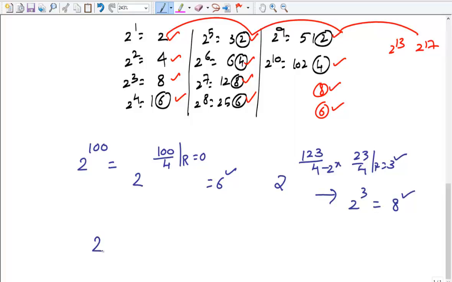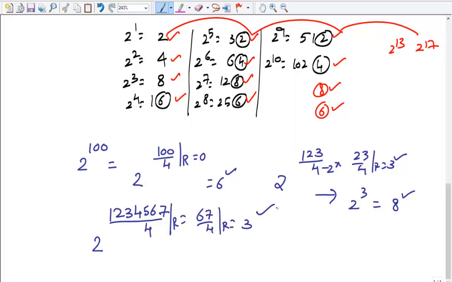So let's say it's going to be 2 power 1234567 unit term. What we need to do is divide this one by the number of different unit digits that we get in a 2 cycle. So the remainder depends on the last two digits, that is 67 by 4. So the remainder is 3.